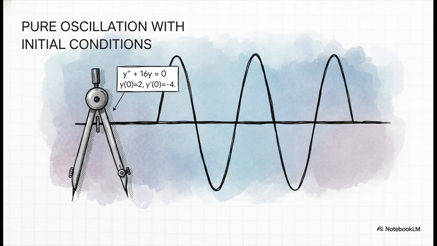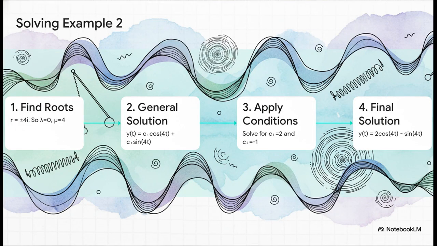All right, let's look at another one. This time, we're dealing with what's called pure oscillation. You'll also notice we have some initial conditions. That means we can go one step further and find the exact values for our constants, C1 and C2. So we start by finding the roots. And look at this. The real part, lambda, is 0. That's the signature of a pure oscillation. Why? Because e to the power of 0 is just 1. So that whole exponential part of the solution just vanishes. It simplifies things nicely. From there, we just use our initial conditions to solve for C1 and C2, and that gives us our final, very specific solution.